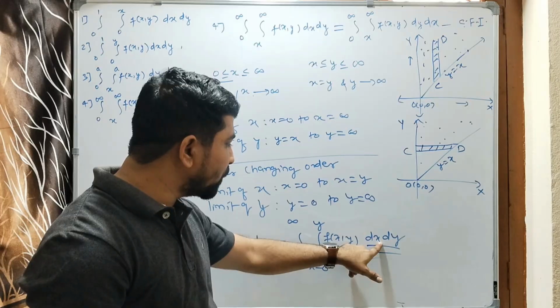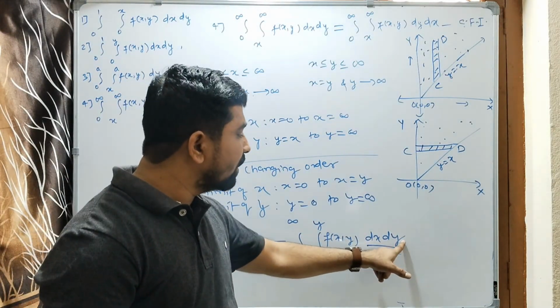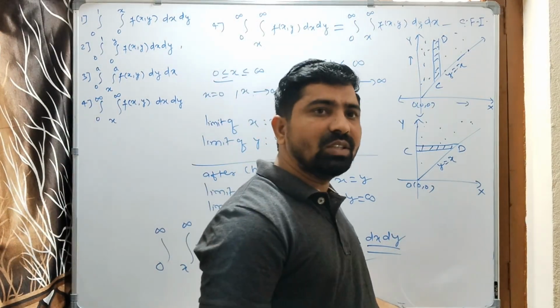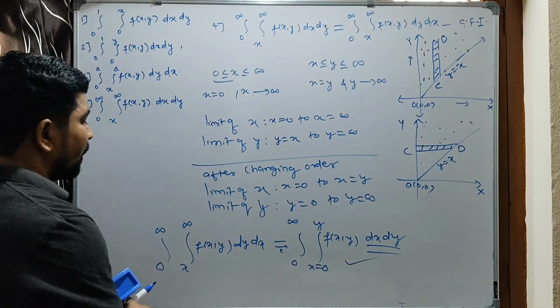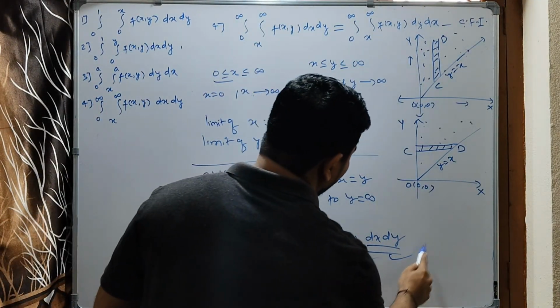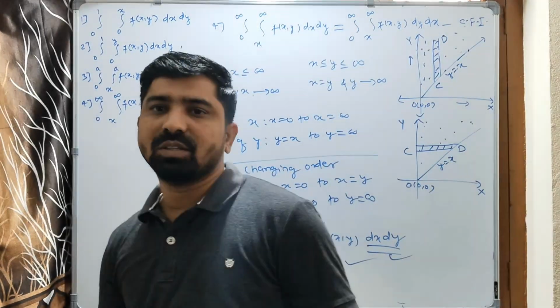While integrating first with respect to x, write the limits of x in terms of the y variable, and then write the limits of y, which are constant, y equal to 0 to infinity. This is the way to change the order from dy dx to the correct form dx dy. In the same way I will solve example number 3.